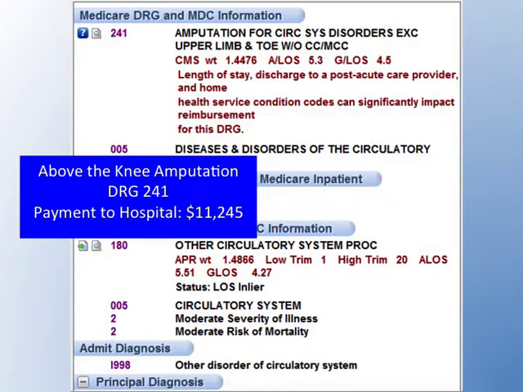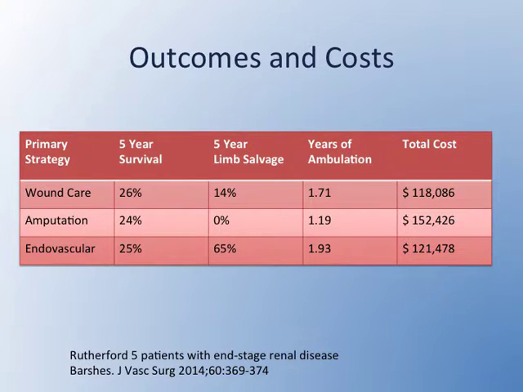And now our biggest problem is we can't get him to come back to clinic because he says he feels too good and it's a waste of time to show up for a clinic appointment. Looking at this from the hospital standpoint, they were saying, well, what you did was really costly, but we could have done an above-knee amputation for a DRG 241, and we easily could have made a profit with a DRG of $11,245. So they're looking at it in a different way.